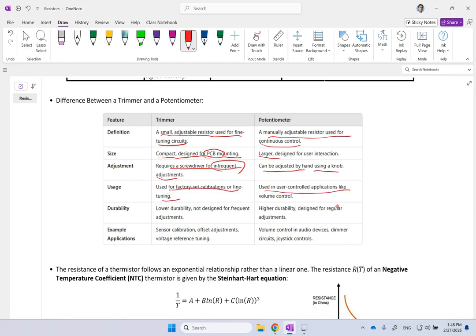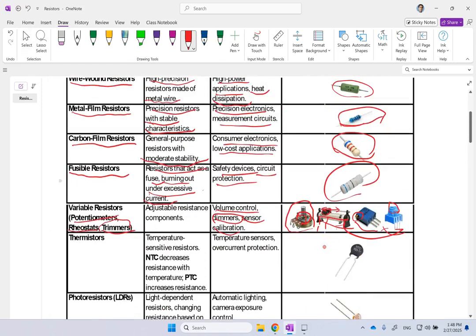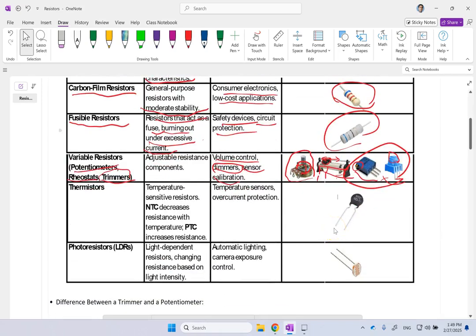As I said, these are for general, basically changing up resistance. Trimmers are lower durability. They are not designed so you continuously change them. Potentiometers have higher durability. And as I said, potentiometers are used in volume controls, in audio devices, in dimmer circuits, in joystick controls. But trimmers are used for mostly sensor calibrations, fine tuning, and so on. Okay, so these blue guys that you see here, these are trimmers, and you typically use a screwdriver to tune them to exact value. So these are variable ones.